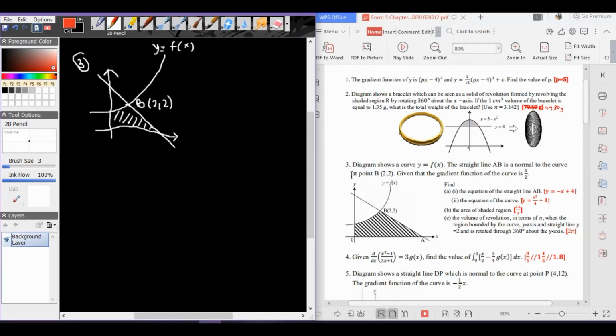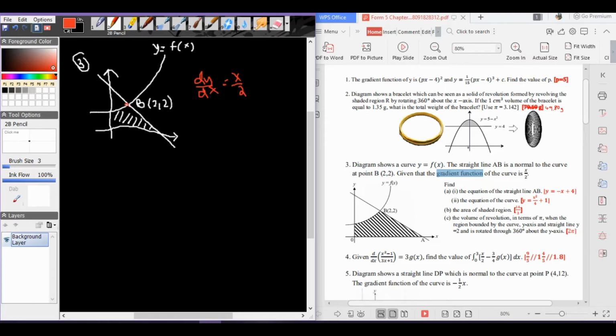Number 3. Diagram shows the curve. The straight line AB is normal to the curve at point B, 2, 2. Given the gradient function of the curve is x over 2. So when you see this word gradient function, that's mean dy dx equals to x over 2. So that means the general gradient for this curve is equals to x over 2.